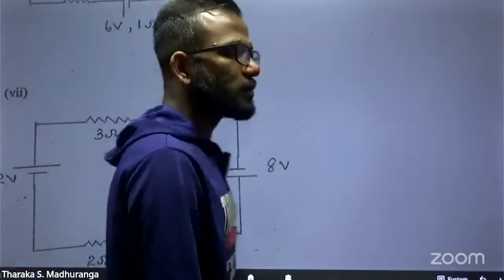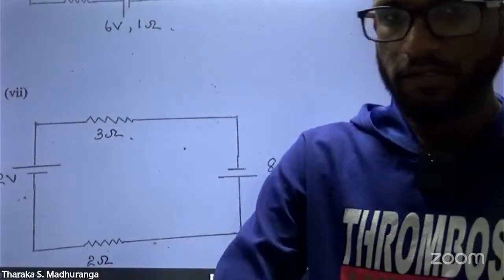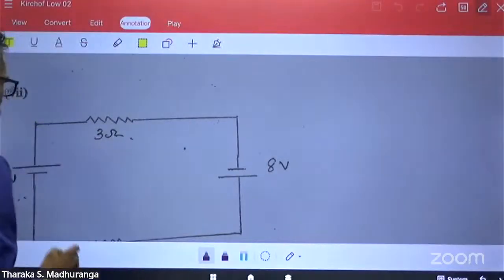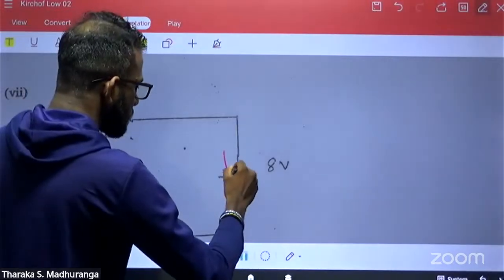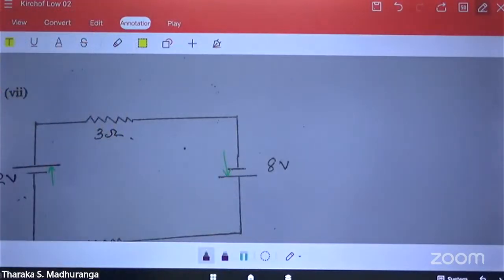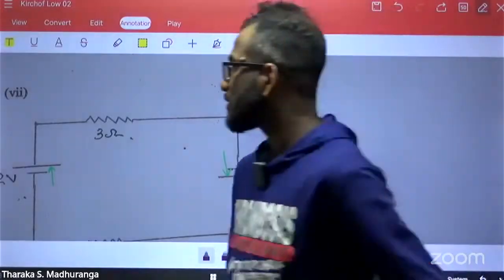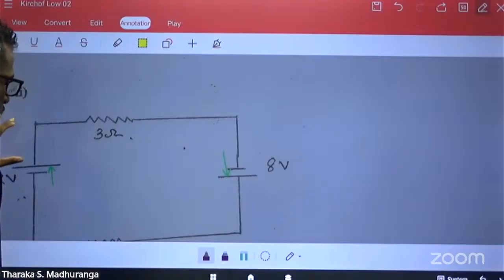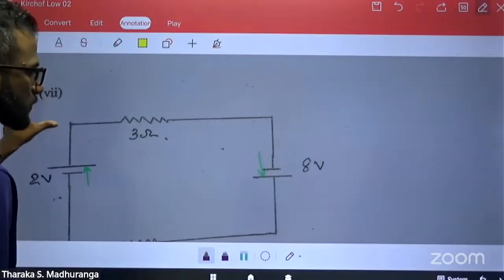Okay, question number 7. It's also a simple one. Let's try to get this answer. What is your first step? Mark the electromotive force directions. Then label the given circuit.